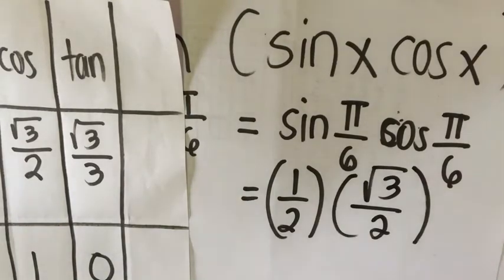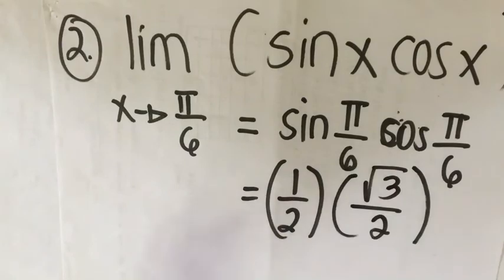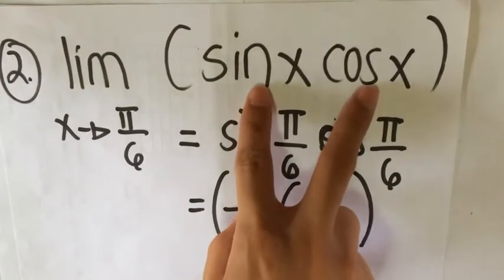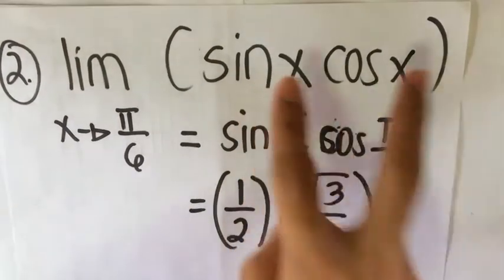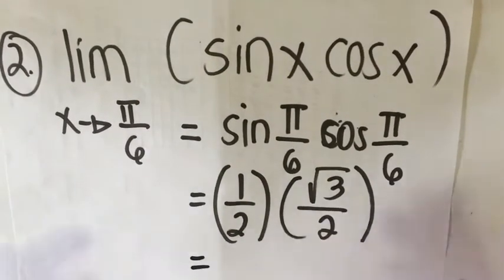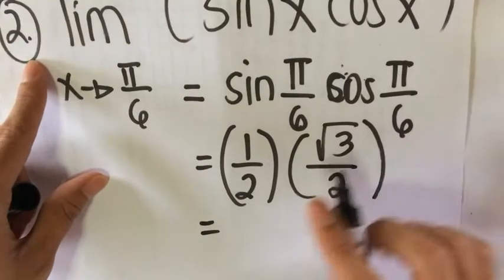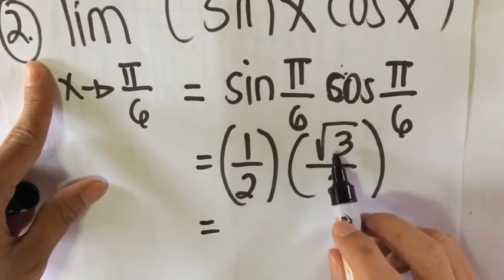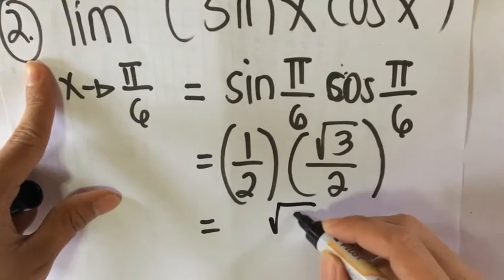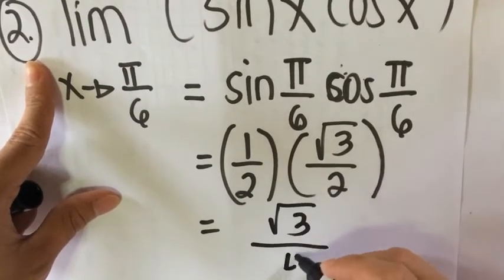So now, since we already found the exact value of this trigonometric function, we have to apply the operation in between. Since sine and cosine are merged together, the operation in between is multiplication. In multiplying fractions, we multiply numerator to numerator and denominator to denominator. 1 times square root of 3 is square root of 3, and 2 times 2 is 4.